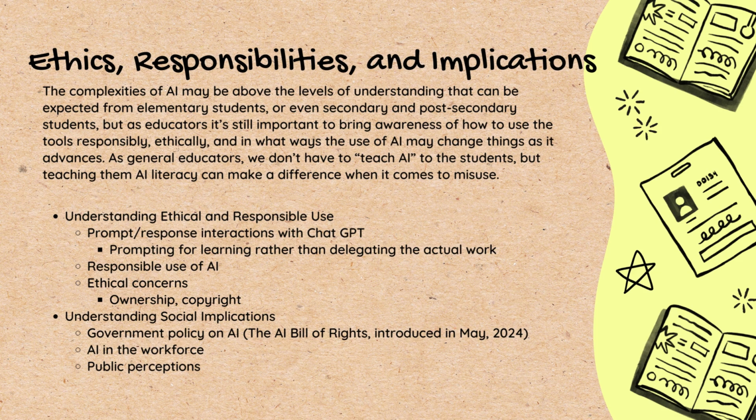Understanding the social implications of AI. The government policy on AI was introduced in May 2024, but did not pass in Congress. AI in the workforce. Students need to understand that when they enter the workforce, AI will very likely be a part of the work that they do. So they need to understand how it's going to affect the industry that they choose. The public perceptions of AI is also important for students to understand because there's a lot of conflicting ideas.